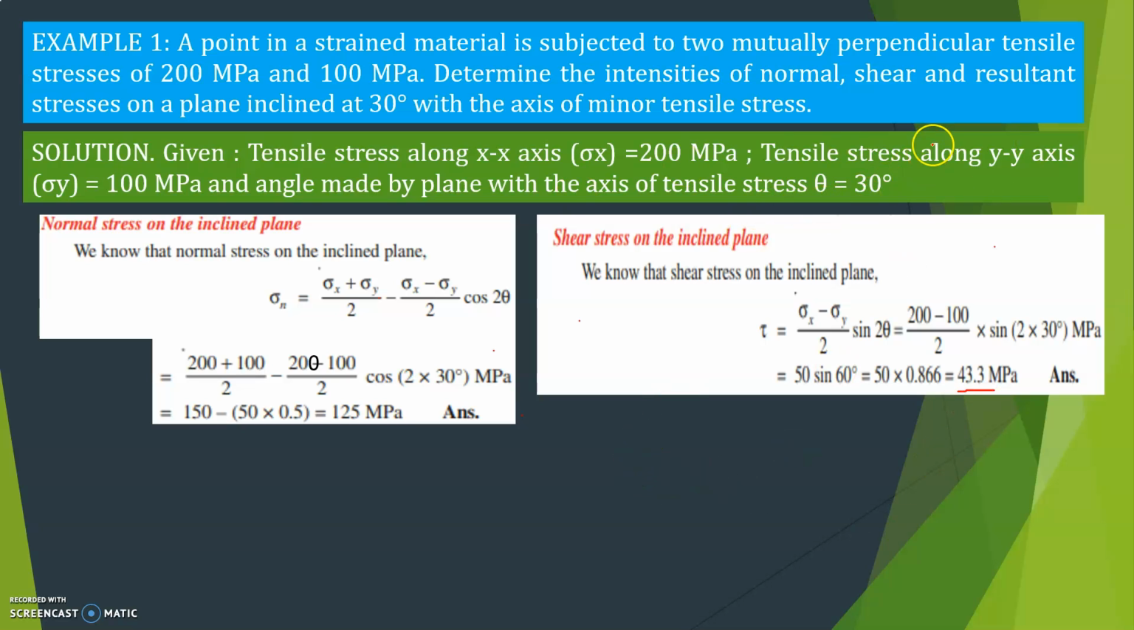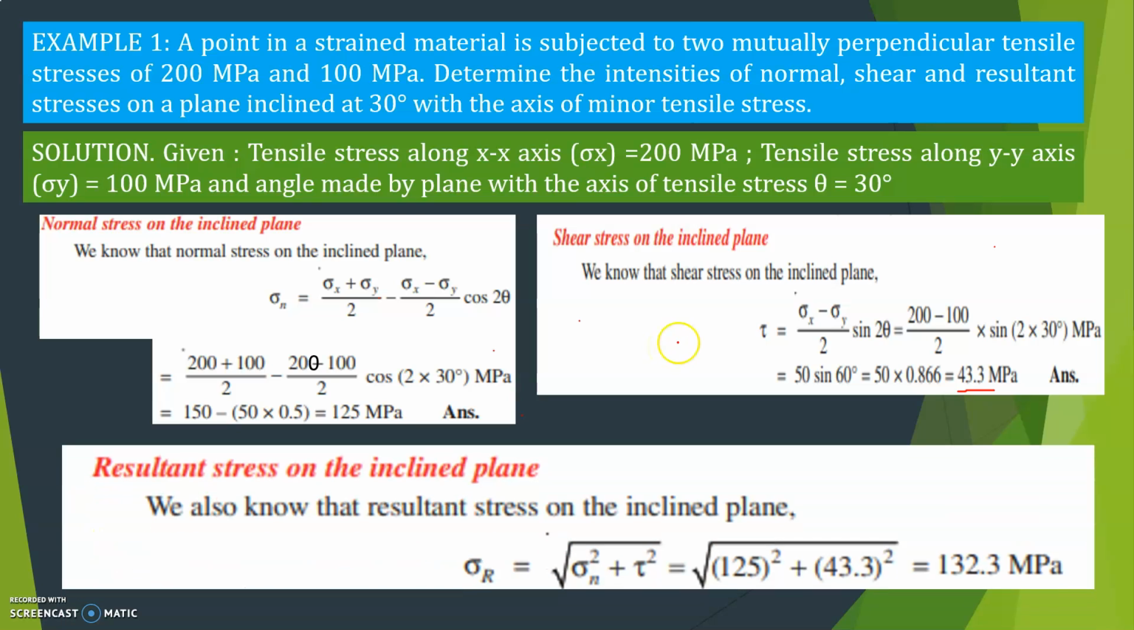Okay, next what you have to calculate? You have to find the resultant stress. How to find the resultant stress? We have the formula sigma r, that is equal to the square root of sigma n square plus tau square. Use that. What is sigma n? Sigma n is 125. So square root of 125 square plus, what is tau? Tau is 43.3. So 43.3 square. Simplify, you get 132.3 MPa.